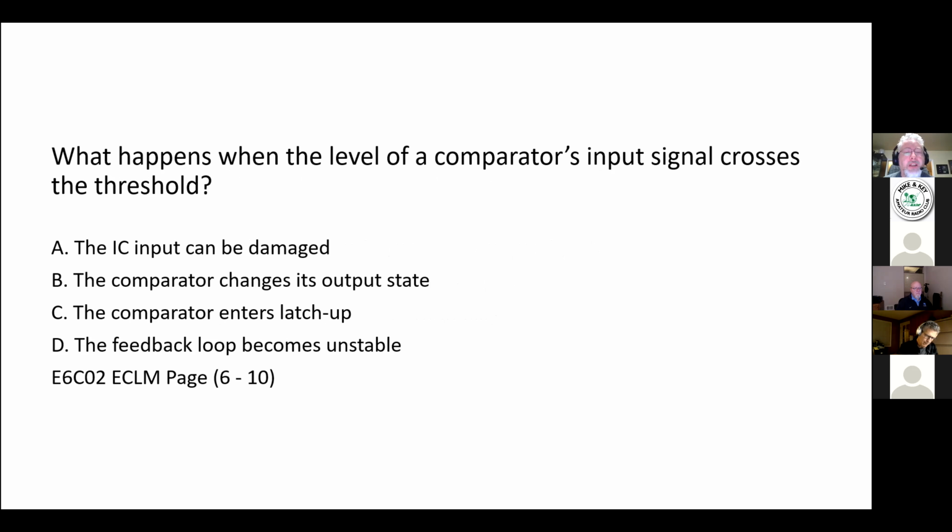What happens when the level of a comparator's input signal crosses the threshold? A, the IC input can be damaged. B, the comparator changes its output state. C, the comparator enters latch up. Or D, the feedback loop becomes unstable? I heard a B out there. The correct answer is B, Bravo. The comparator changes its output state.